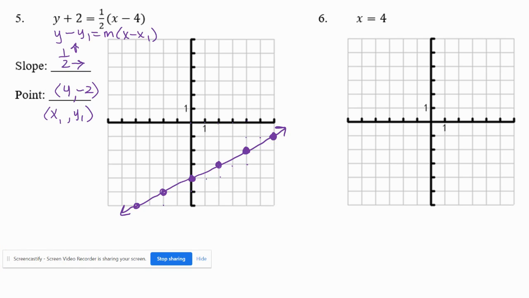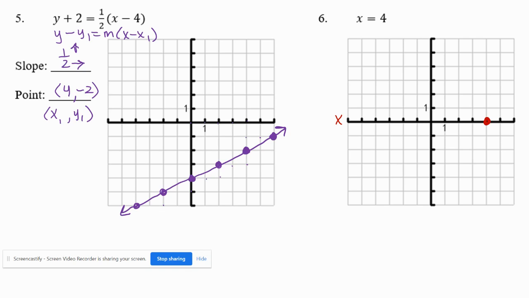All right, the next equation, x is equal to 4, is not in slope form. It's not in standard form. It's not point-slope form. These are a little bit different to deal with. We know it's going to cross the x-axis at 4. So here's the x-axis. Positive value 4 is right here.